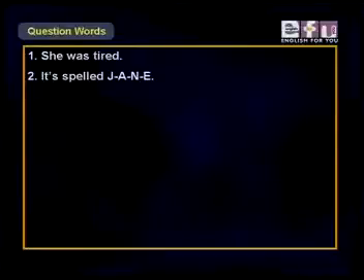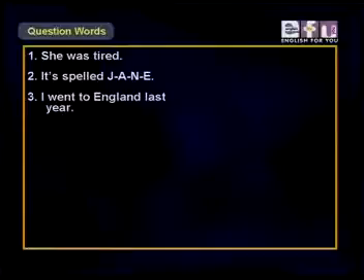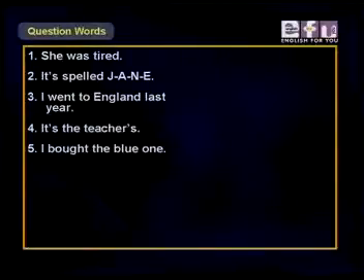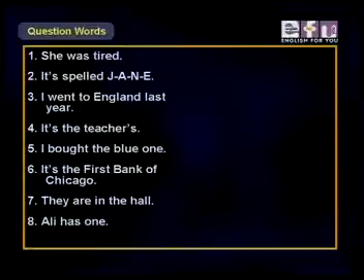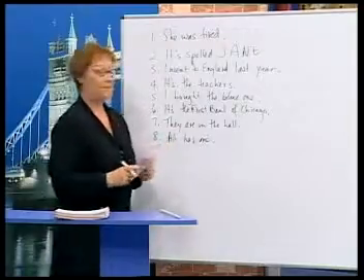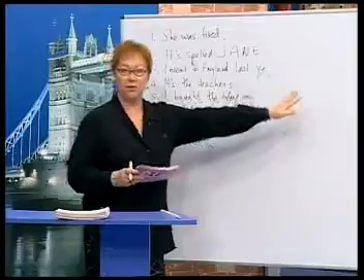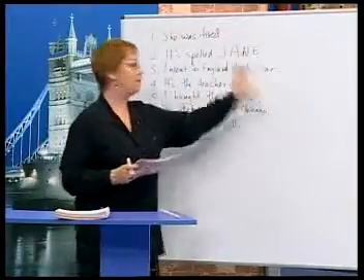It's spelled Jane. I went to England last year. It's the teacher's. I bought the blue one. It's the First Bank of Chicago. They are in the hall. Ali has one. Okay, now I'm going to write the questions and then you see how you can match them together.